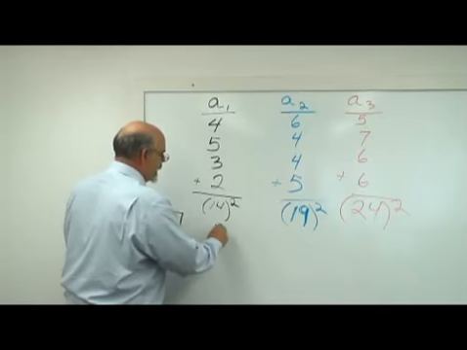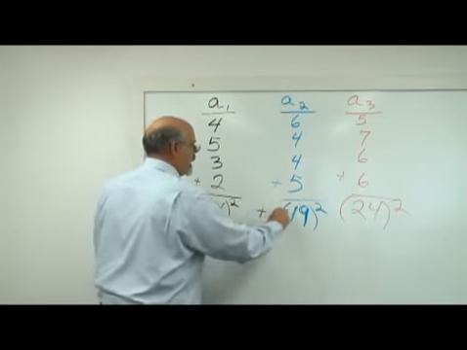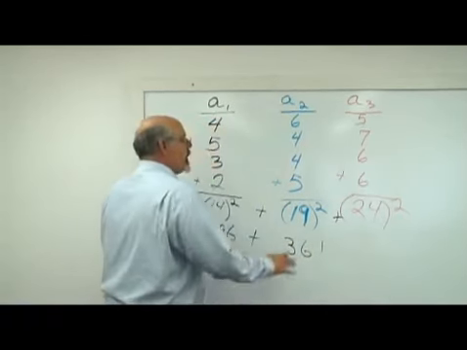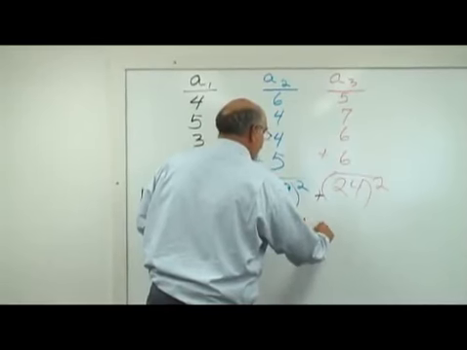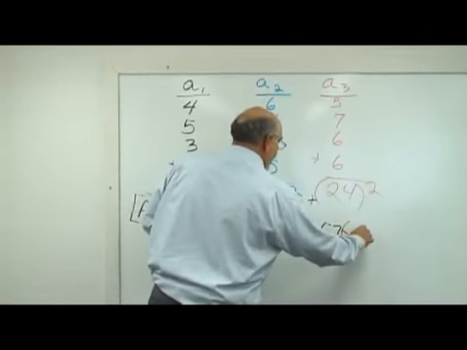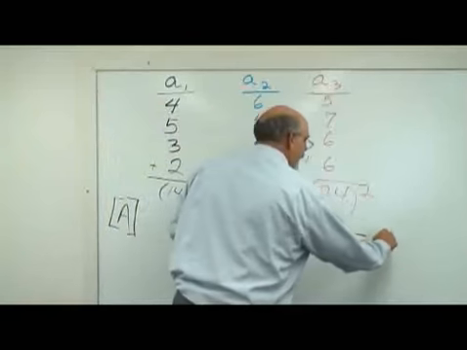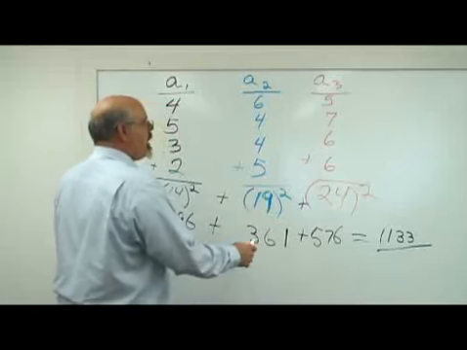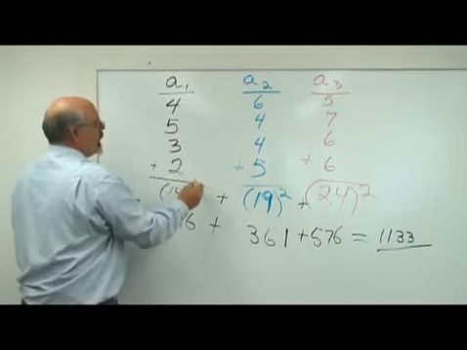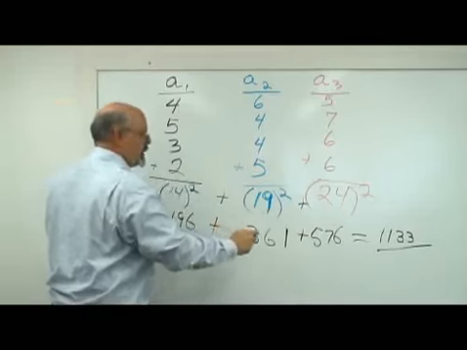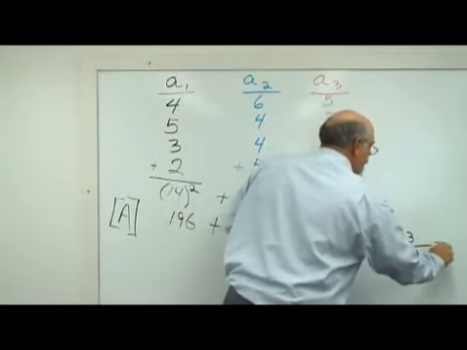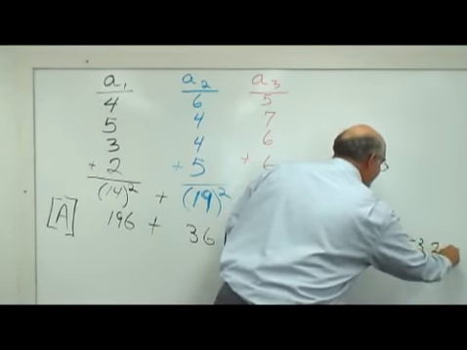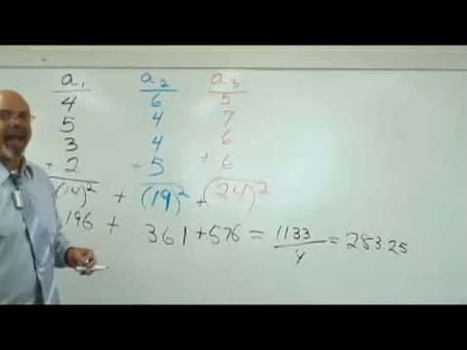14 times 14, I believe, is 196. You're going to add everything together. 19 times 19, I believe, is 361. 24 times 24, I believe, is 576. You get a grand total of 1,133. Important, you need to divide that sum by the number of individuals in the group. So there's 1, 2, 3, 4. There's 4 in each one, so you're going to divide this by 4. That gives you a grand total of 283.25. That is your A bracket.